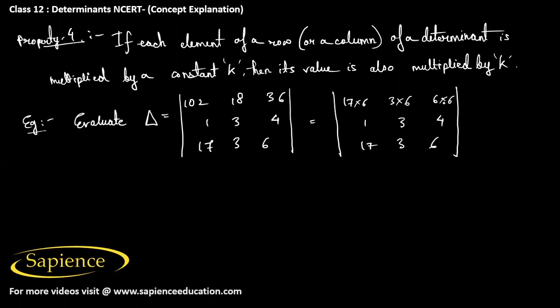So from the first row, I can take 6 as common. So this will be 6 into the determinant 17, 3, 6, 1, 3, 4, and then 17, 3, 6. So here we see that since the first row and third row are equal, the value of this determinant will be 0. So therefore, the answer will be 6 into 0, that is equal to 0.